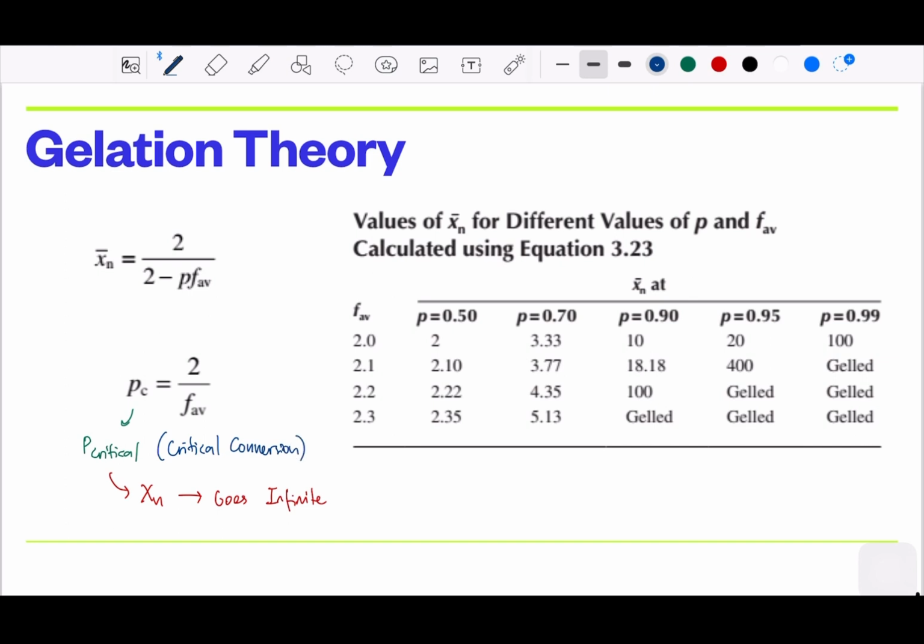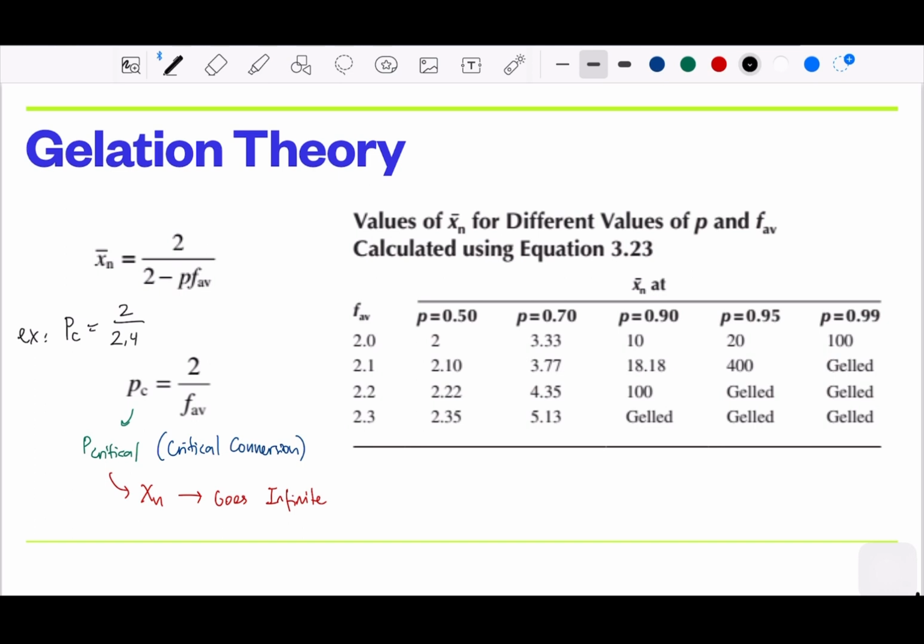From the previous example, we have the F average as 2.4, right? So maybe for example PC is 2 divided by 2.4. So when we have this PC, then we need to take a little bit more, and then we make sure that it's going to be polymerized completely, and then it will be a high result.